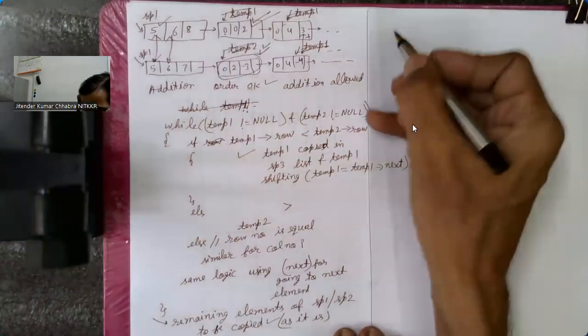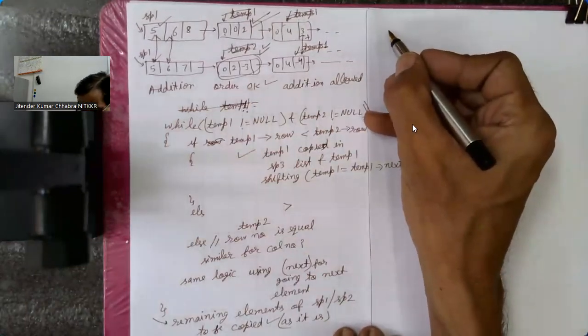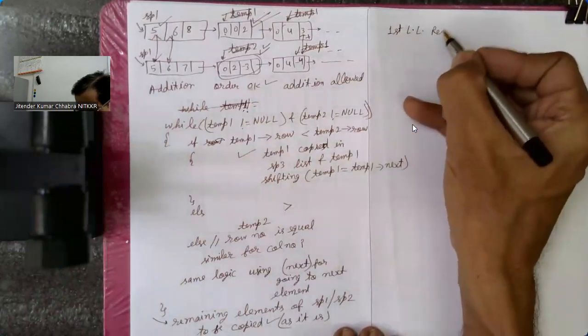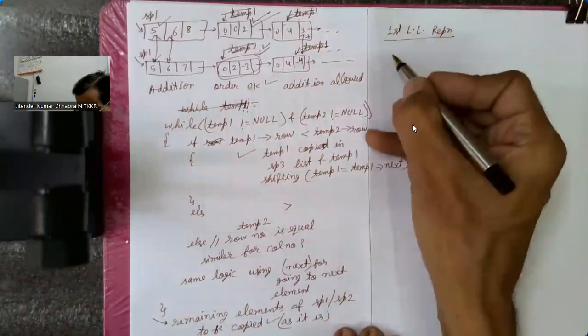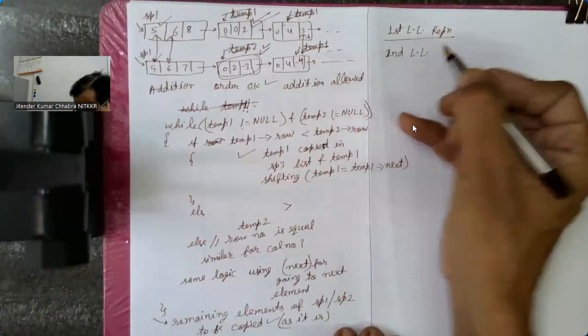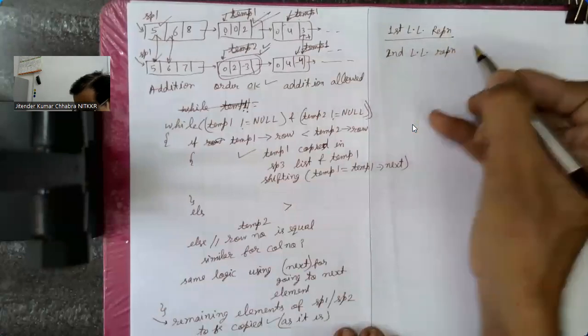So with linked list, this simple representation, what I said was the first linked list representation. In the book, we have a better, more useful second representation also, that we will talk about just after a few minutes.